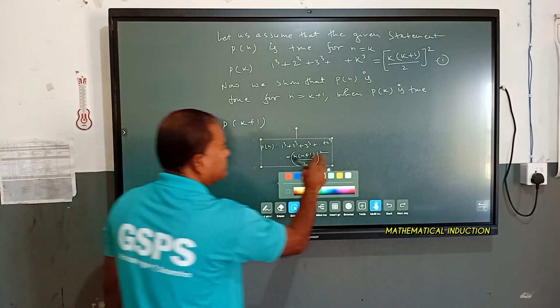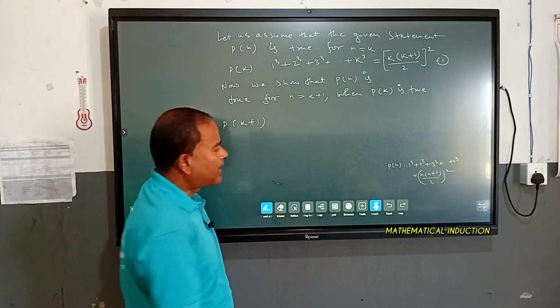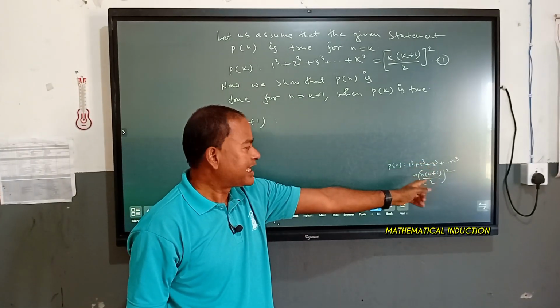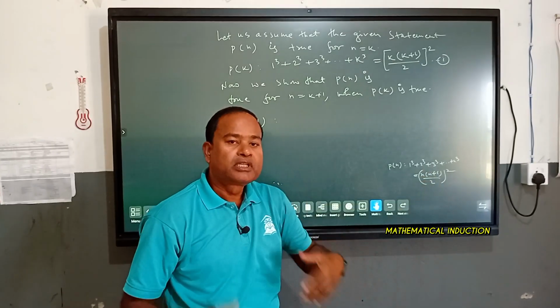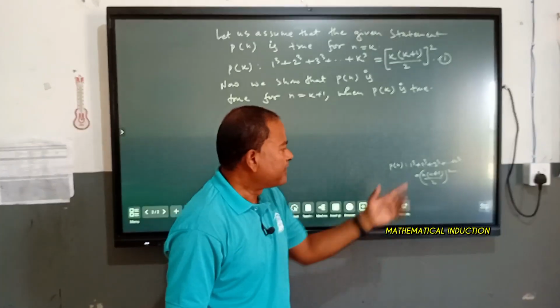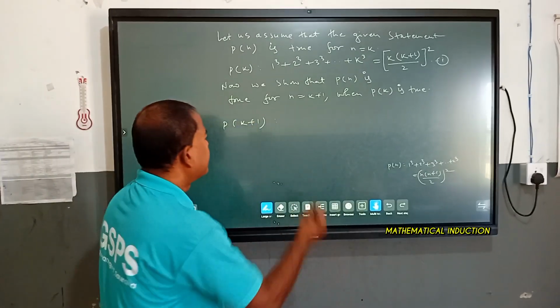So dear students, our statement is: the sum of the cubes of the first n natural numbers is [n(n+1)/2] whole square. So now we are going to put the value of n = k+1 on both sides, LHS and RHS.